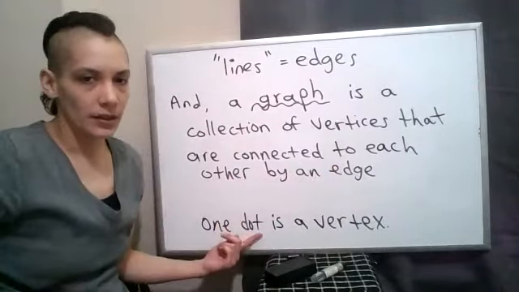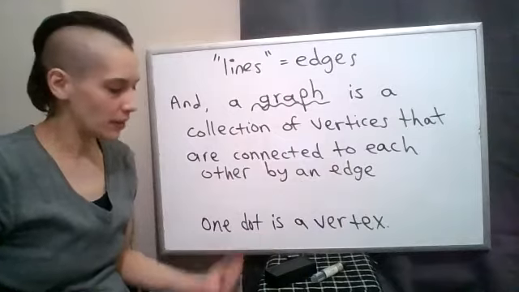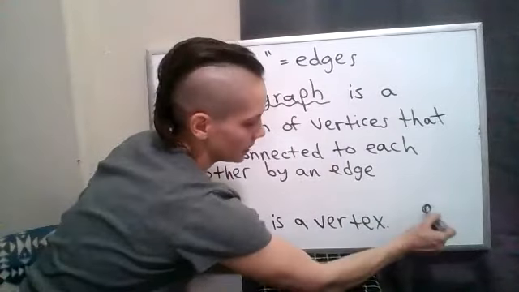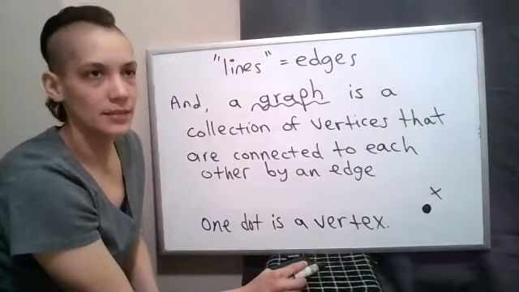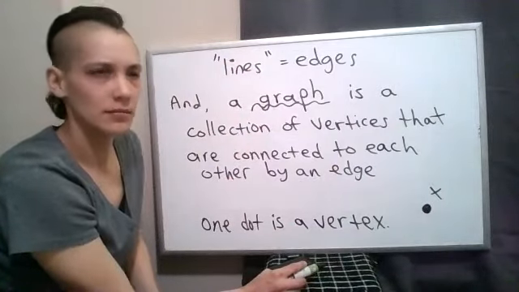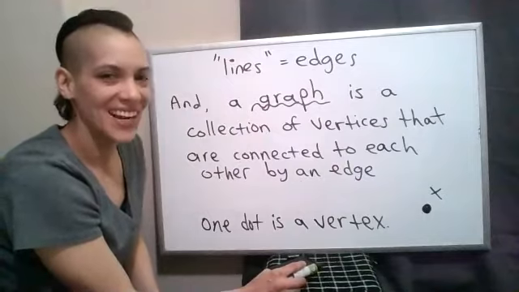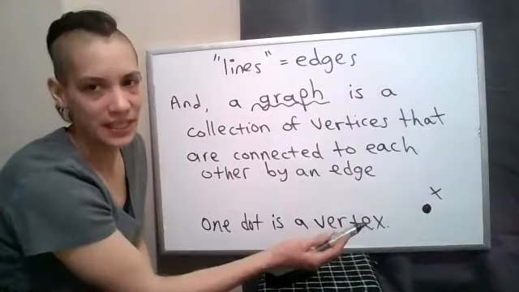Okay, well, here you go. With one dot, that could be a graph all by itself. Just something over here labeled X. That's a graph. It's got 0 edges and one vertex, the vertex X.